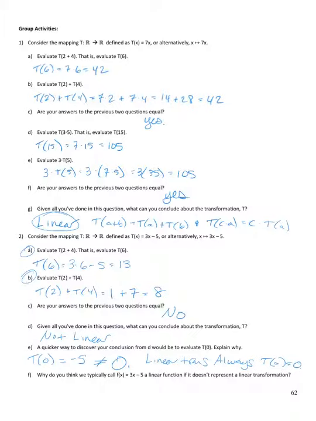Okay, why do you think we typically call the function f of x equals 3x minus 5 a linear function, even though it doesn't represent a linear transformation? And I think it's as simple as it looks like a line when you graph 3x minus 5.